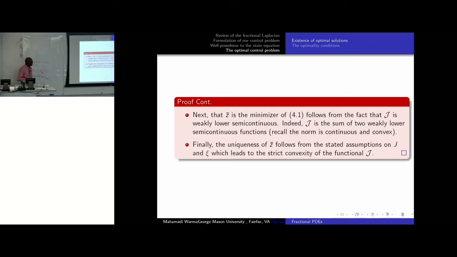Now also here we know that Z̄ is a minimizer follows from the weak lower semi-continuity that we saw yesterday, and uniqueness follows from the assumption of strict convexity of our functional. Then the proof is exactly the same. There is nothing to change. It's only the spaces that you consider that change. Otherwise, everything is the same in proving that Z̄ is a minimizer, and also that we have uniqueness.